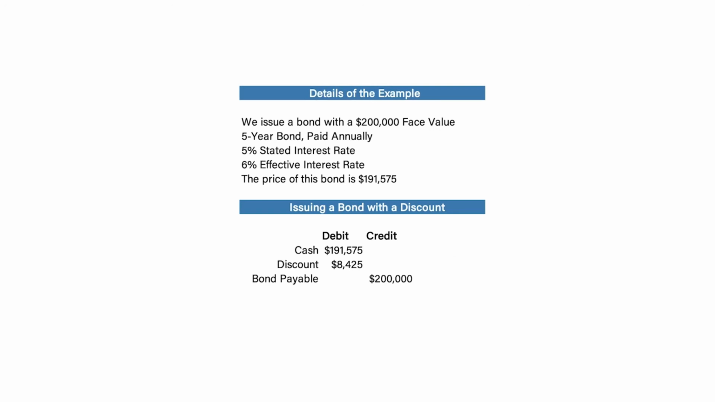So let's ask, what would be the initial journal entry for issuing this bond with a discount? This is from the seller's perspective. So we're going to receive the cash for the price of the bond. So a debit to cash for $191,575. The bond payable is always going to be for the face value because that's what we have to pay back at the end of the bond. And the discount is going to be the difference between the two. So it's the difference between the bond payable, the face value, and the price of the bond. And a discount is always going to be a debit. So think of the D in discount for D for debit.